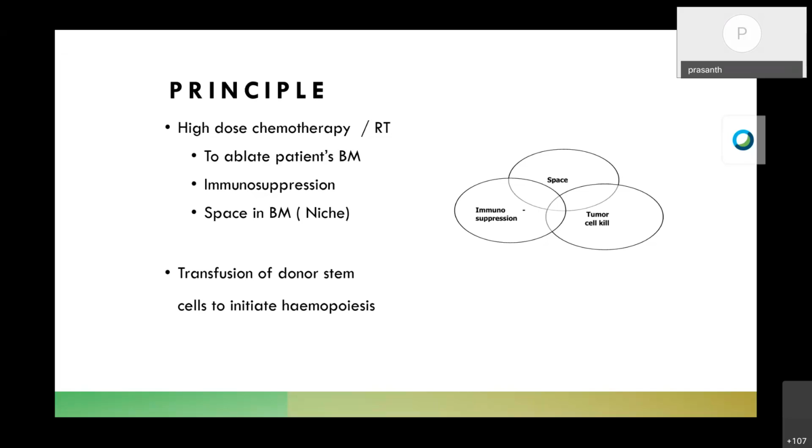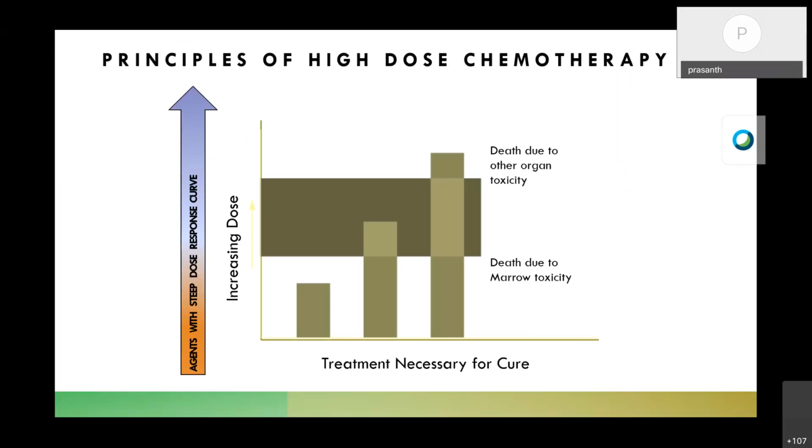And subsequently, when we transfuse the donor stem cells, the new hematopoiesis happens from the donor cells, and you are able to replace the diseased marrow with a functioning marrow. So that is a very simple way of putting the thing. Again, when we talk about the principles of high-dose chemotherapy, especially in the context of autologous transplantation, the general concept in oncology has always been that as you increase the dose of chemotherapy agents, you achieve more and more cell kill.